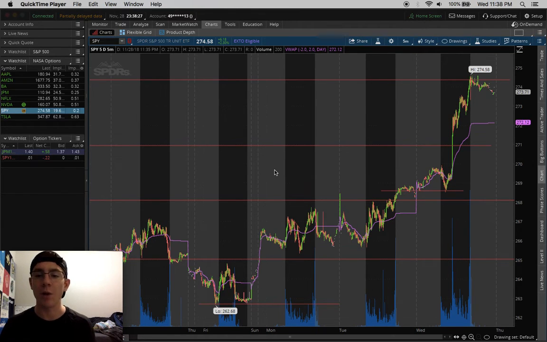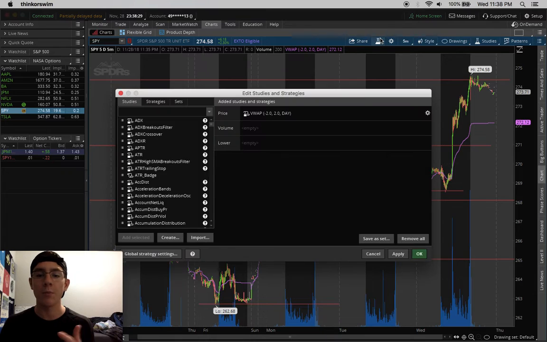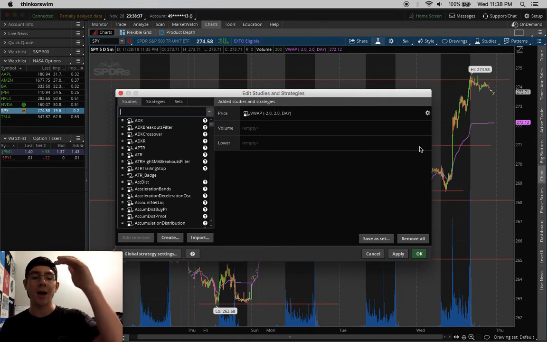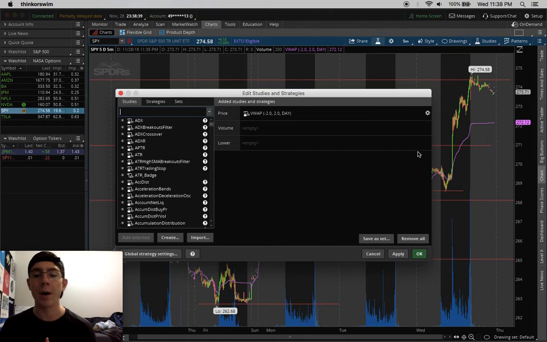Let's get on to VWAP. Once you pull up VWAP on your indicators, VWAP is just volume weighted average price, but when you look at VWAP, it's going to give you a top band, a middle band, and a bottom band.